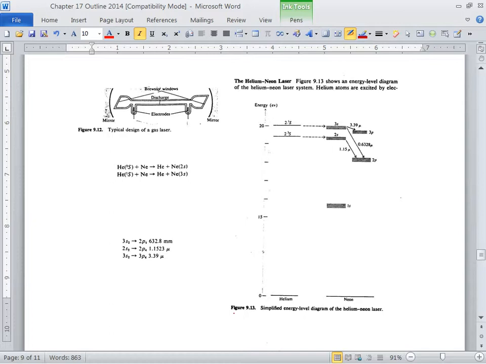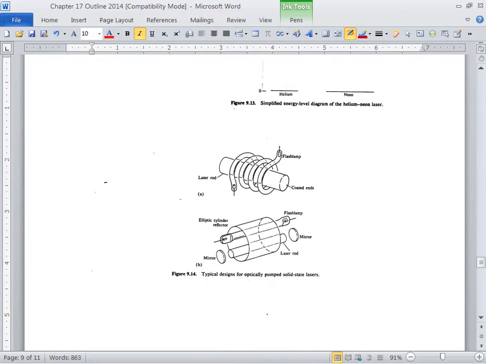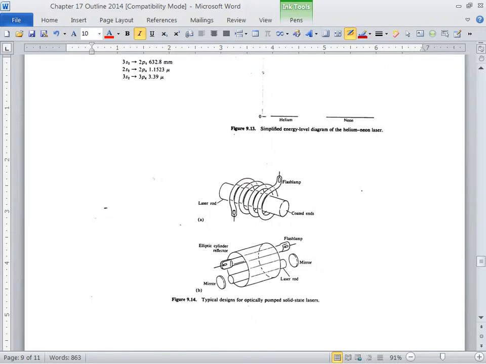Let's see. I think now we're focusing in on that helium neon laser a little bit more. So I think this is the other page of the handout. Let's jump down to here quick. Remember we heard solid state laser? Here's an example of how you can get a solid state laser.